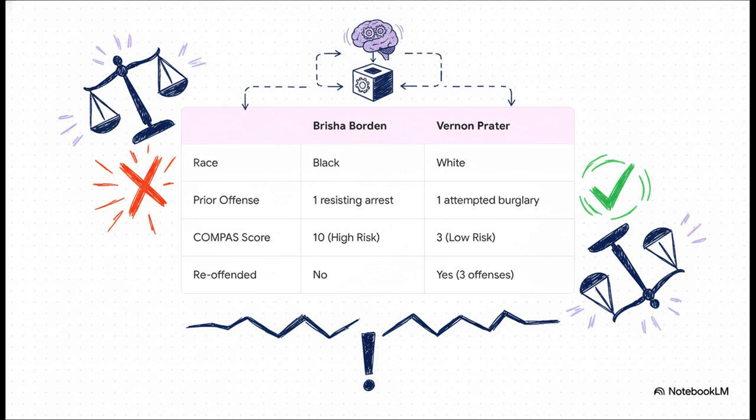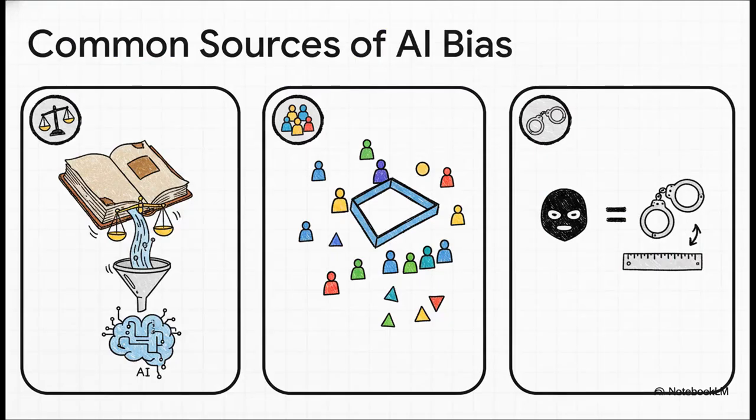So the Compas algorithm was designed to predict how likely a defendant was to reoffend. On the left, you have a Black woman with one minor prior offense who was rated as high risk. She didn't reoffend. On the right, a white man with a more serious prior offense was rated low risk. He went on to reoffend. This shows how a model, just by learning from historical data, can produce outputs that are completely skewed or totally counterintuitive.